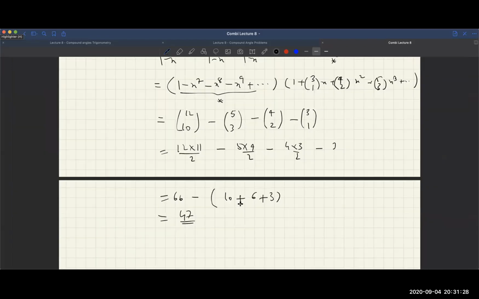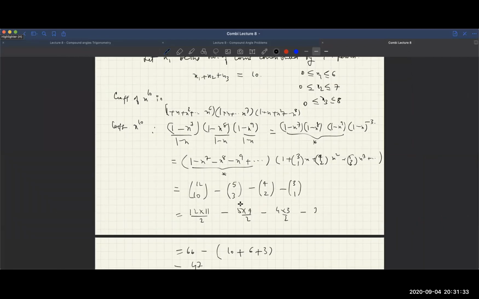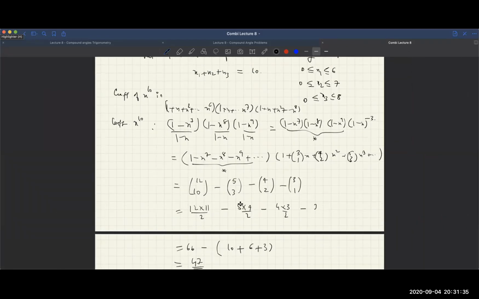Just have a look at the answer, please, guys. Just have a look at it. Those who are not able to solve, please see the solution which I have created here. 47 is the correct answer. Those who got it, it is perfectly fine.